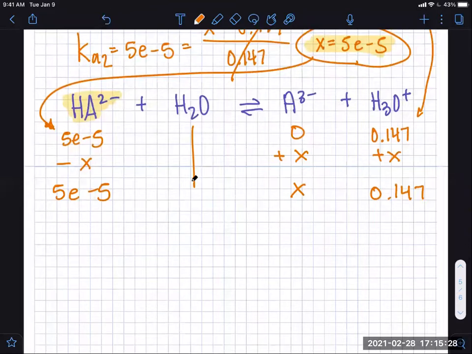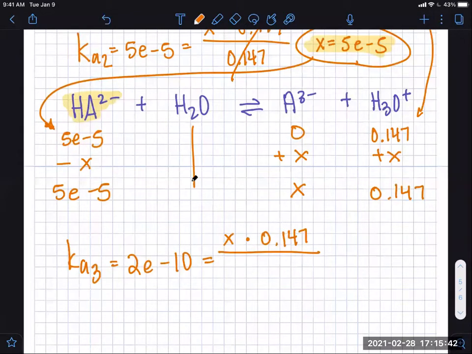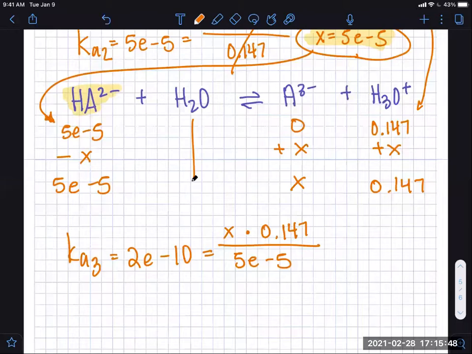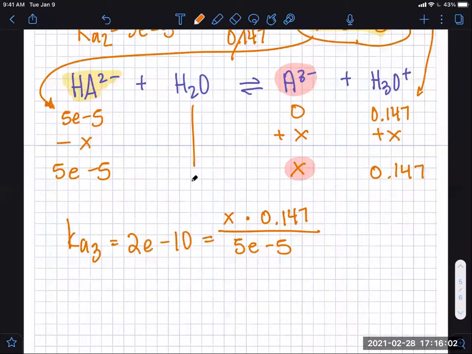Okay, so now we're going to be using Ka3, which is 2e negative 10. This will be set equal again to products over reactants. So X times 0.147 over 5e negative 5. You're going to solve for x. Our x now is our answer, right? So we're looking for this. That is the answer to the question. The question was, what is the concentration of the fully deprotonated form, right? So then you'll solve for x just using algebra, and then you should get 6.8e negative 14.